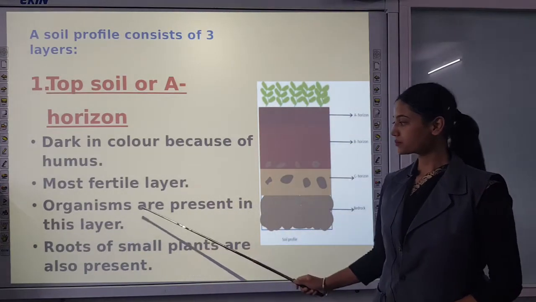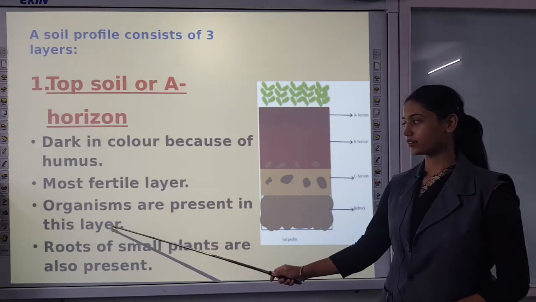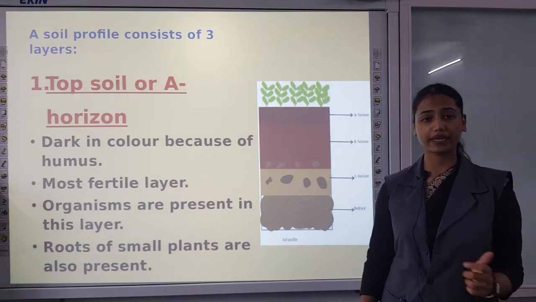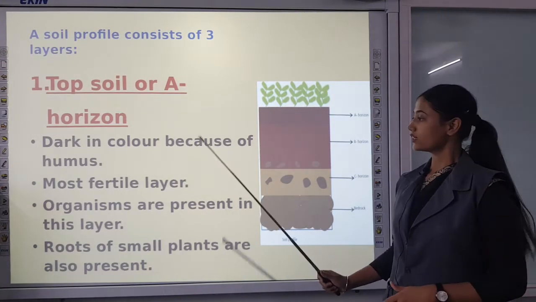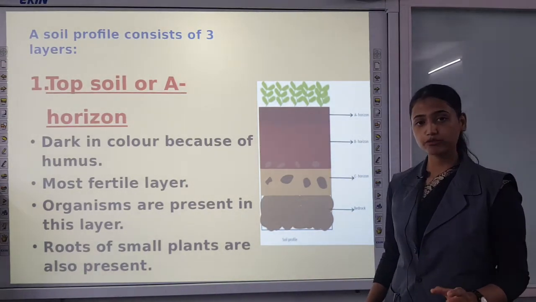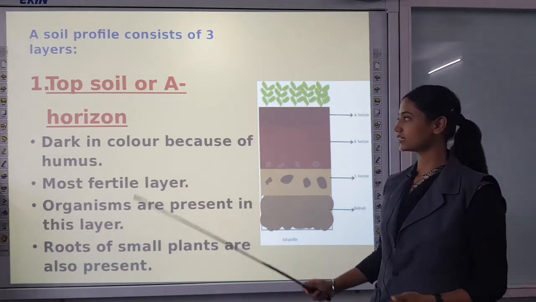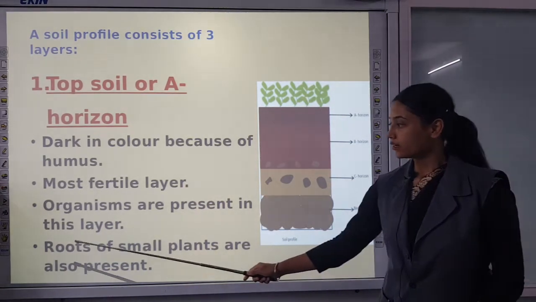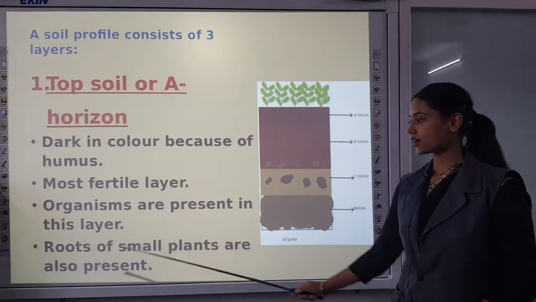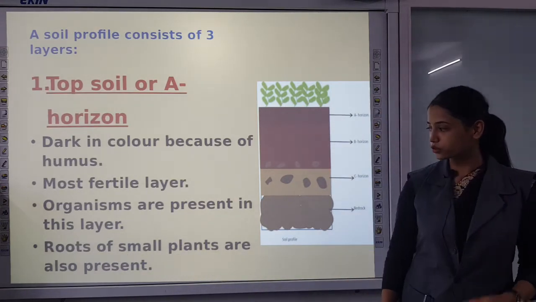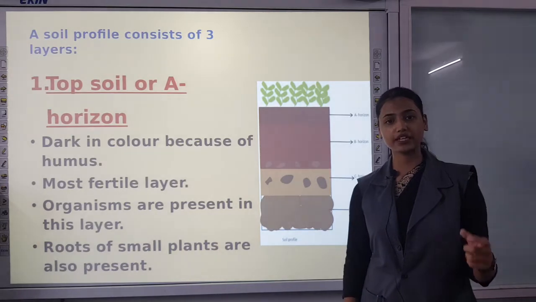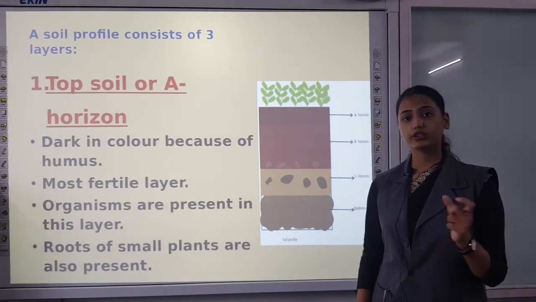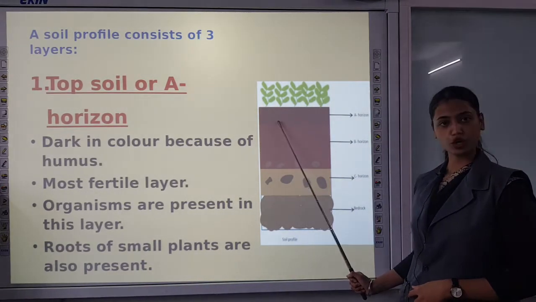Then organisms are present in this layer. As in the first slide we discussed, many living organisms are present. So those organisms live in which horizon and which layer? They live in this topsoil or A horizon. Roots of small plants are also present. As we know, the roots of small plants do not penetrate deeper into the soil, so their roots are present in the topsoil.